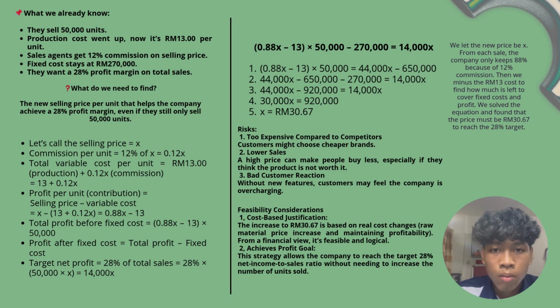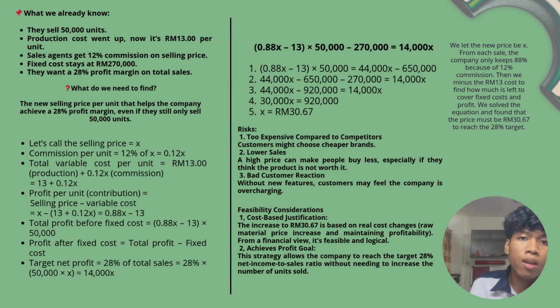28% multiplied by 50,000 multiplied by X equals 40,000X. So our new equation is 0.88X minus 30 multiplied by 50,000 minus 270,000 equals 40,000X. We just solve it and we get X equals RM30.67.